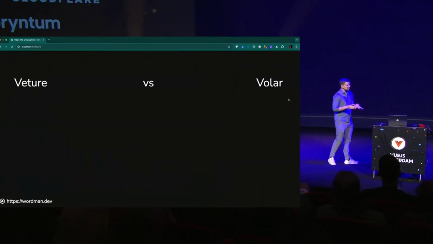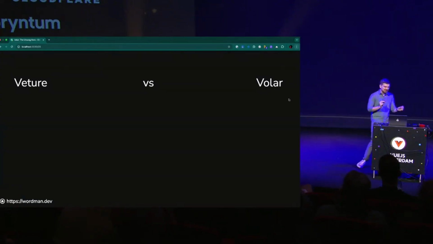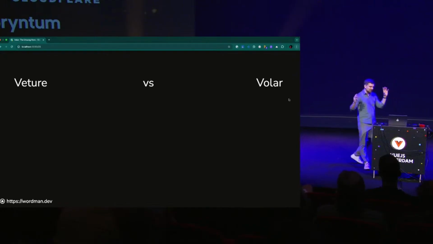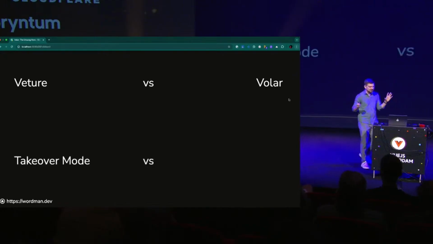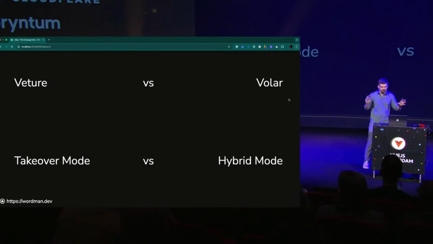There's a lot of confusion. And from a marketing perspective, this was not the best way to phrase things, but there's this feature Volar thing going on, and it's still floating around a little bit. And it boils down more or less to the same with takeover mode versus hybrid mode. So I want to spend a couple minutes talking about that.